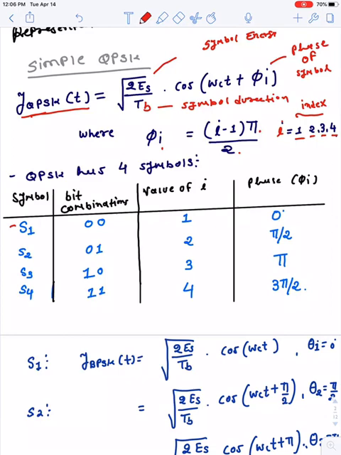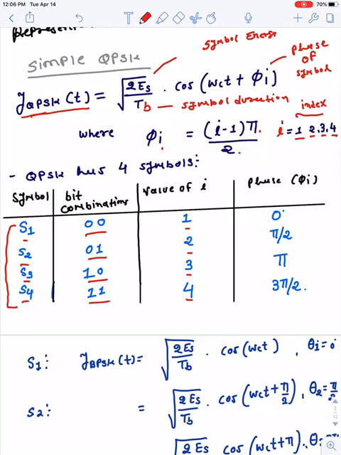We have four symbols that can be given the names S1, S2, S3 and S4. All the symbols are a 2-bit combination. In BPSK, 1 bit is equal to 1 symbol, so we have 2 symbols, 0 and 1. In QPSK, we have four symbols, and all the symbols are a 2-bit combination. So we may have the 00 combination, 01, 10 or 11. And the values of i which correspond with the symbols are 1, 2, 3 and 4.